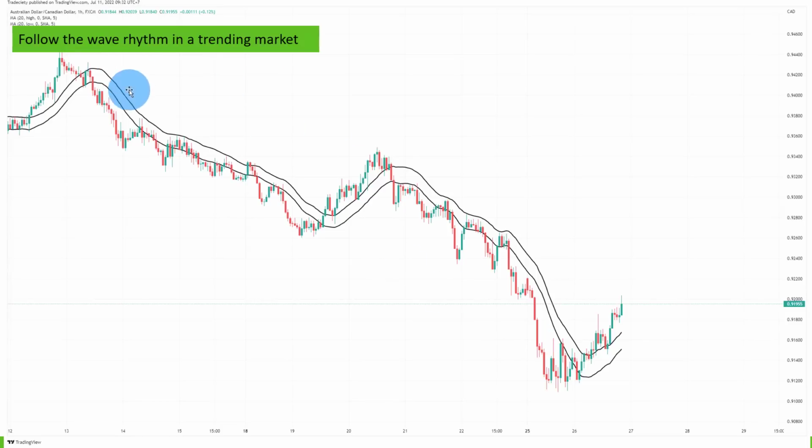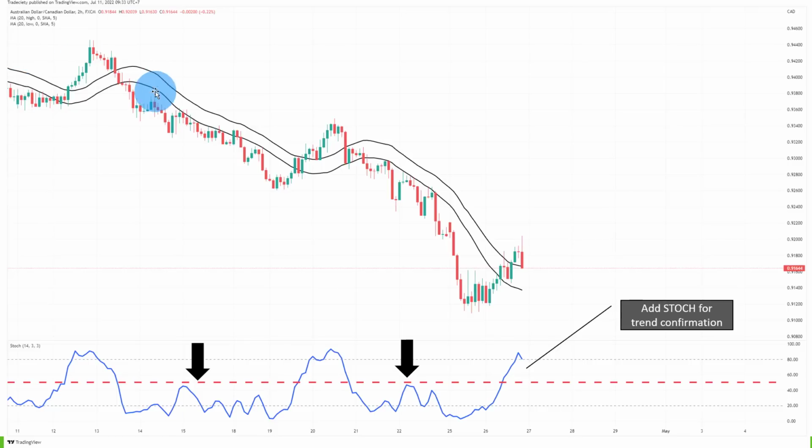It works really well on all the markets. Of course, it only works in a trending market, but that's the case for every trend following tool. And you can also start interesting combinations. For example, we have the channel here, and then you can also add the stochastic here.